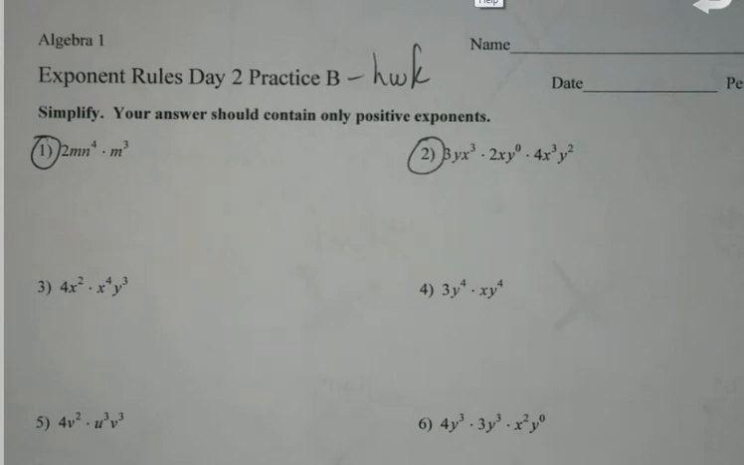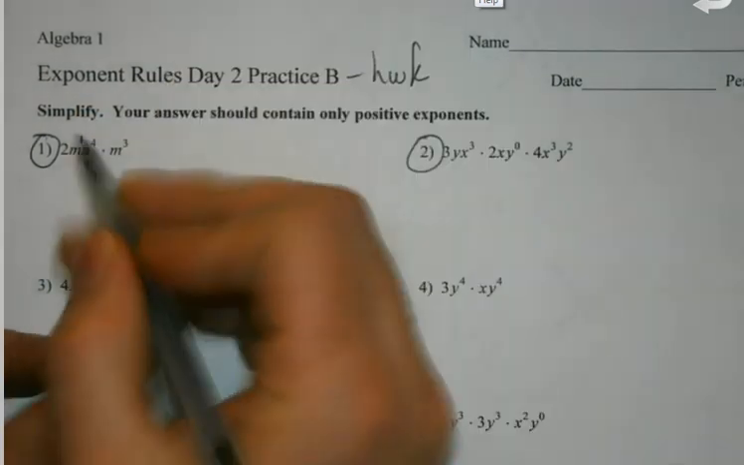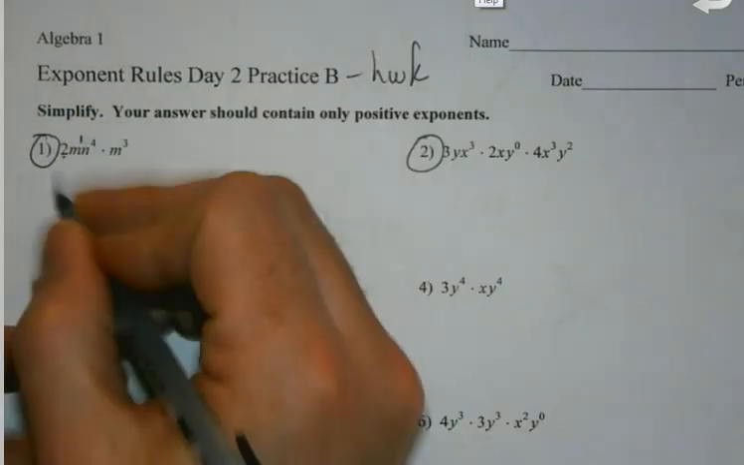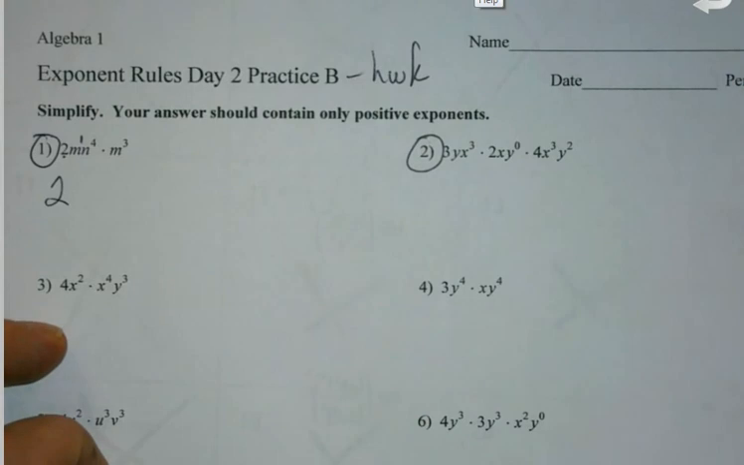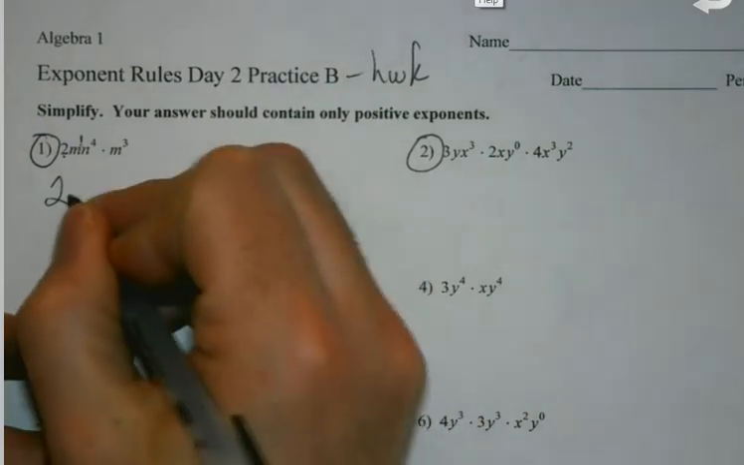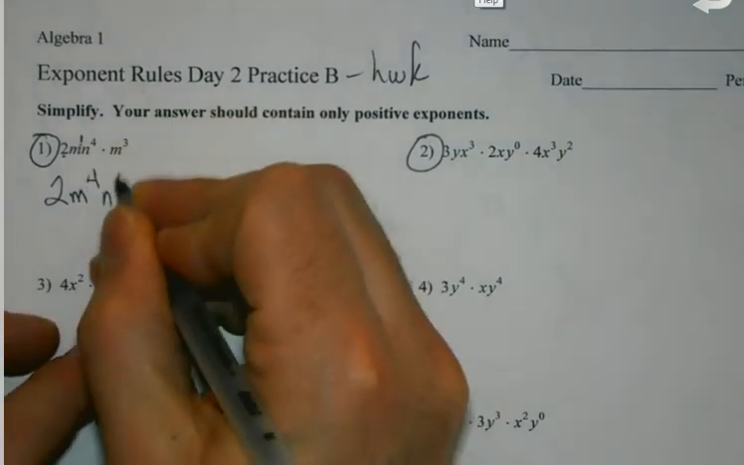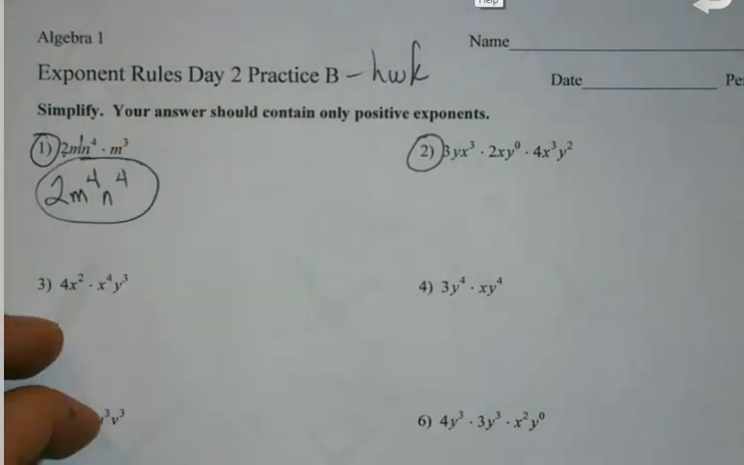Multiplying. What am I doing to the exponents? Okay. So I see this 2. I don't see any other numbers to multiply with. I'll just do it. Which exponents can I add? Okay, the m's. So 1 and 3 is 4. And I only see one thing with n in an exponent. So I just write that part down.